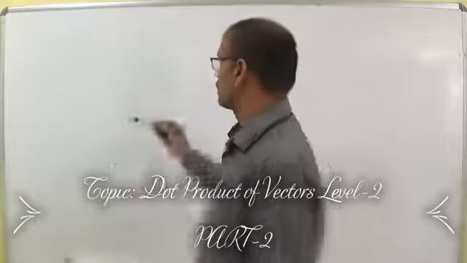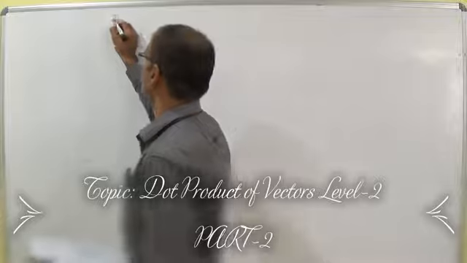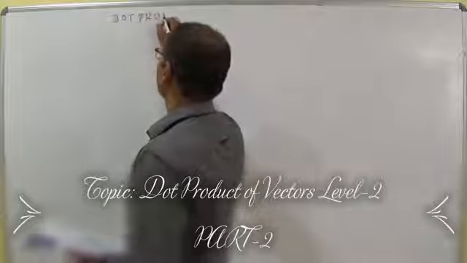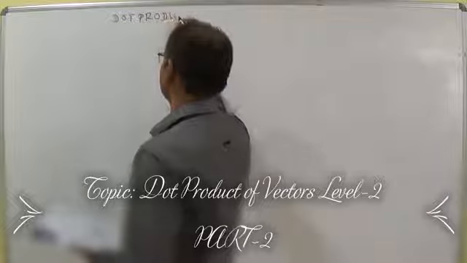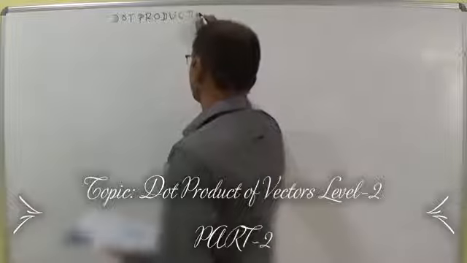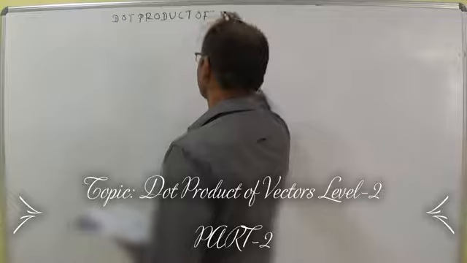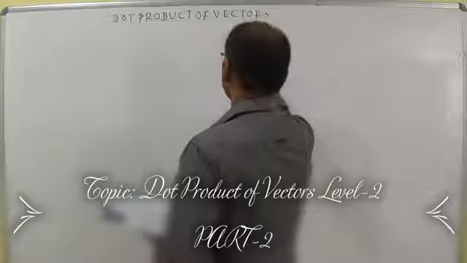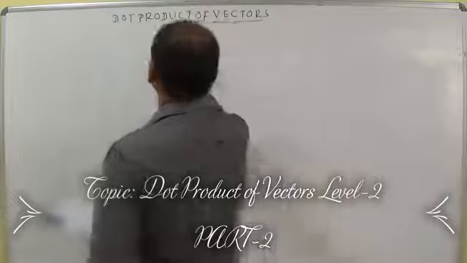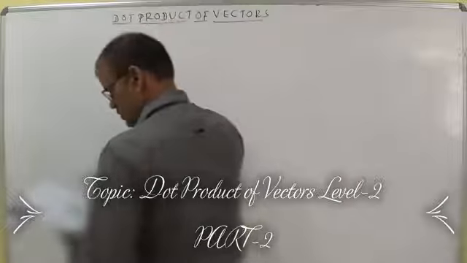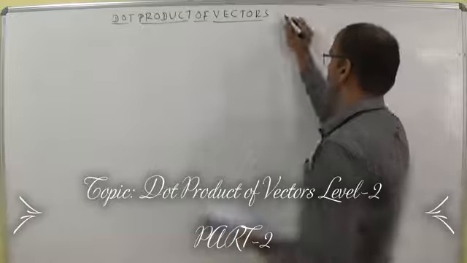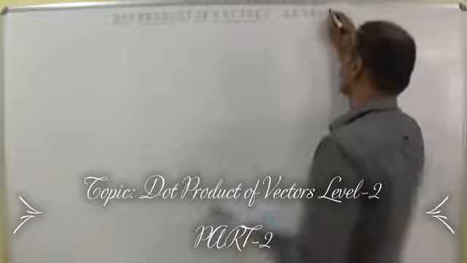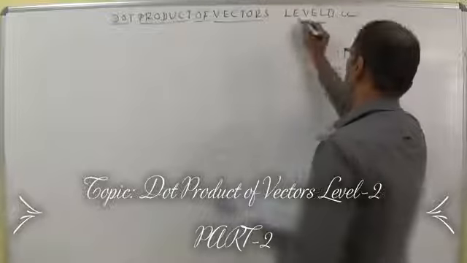Friends, now we are in the chapter dot product of vectors. Among the chapter dot product of vectors, we are discussing level 2 classwork. We completed 13 sums. Now let us continue from the 14th question, level 2 classwork.